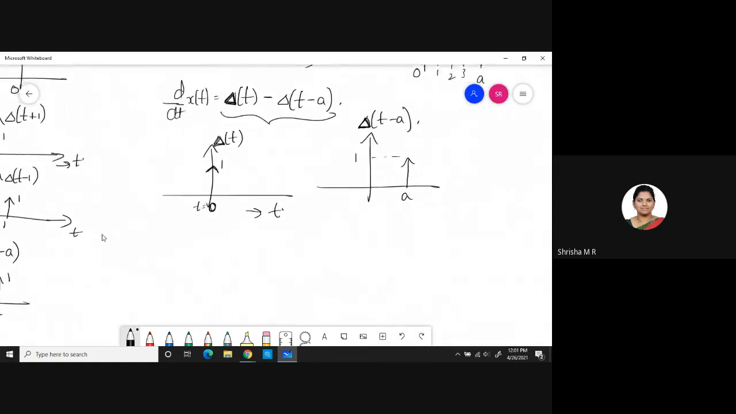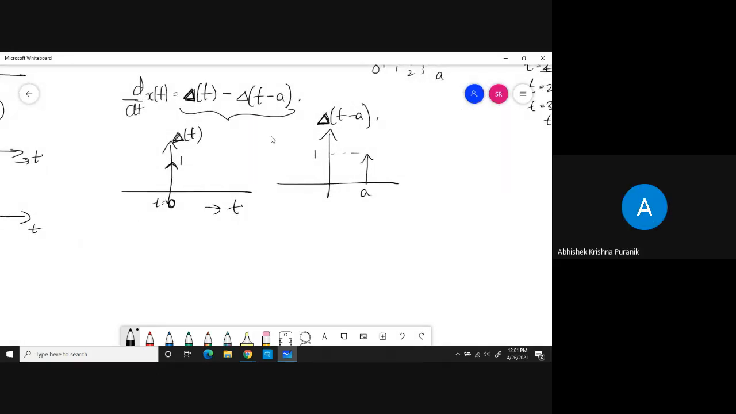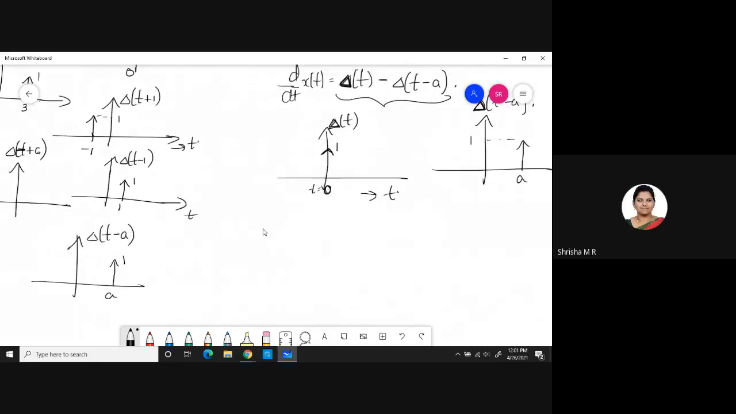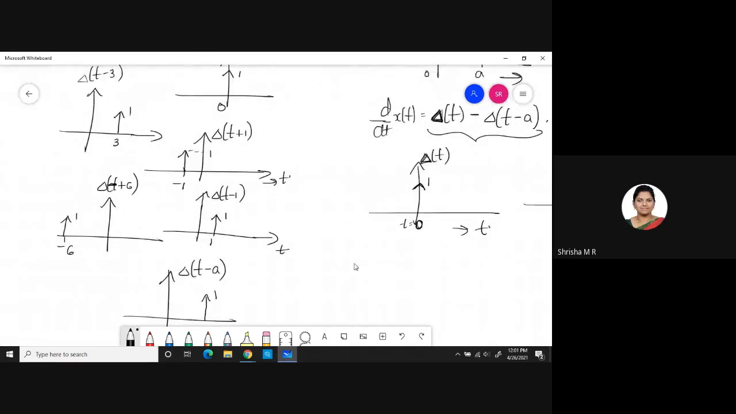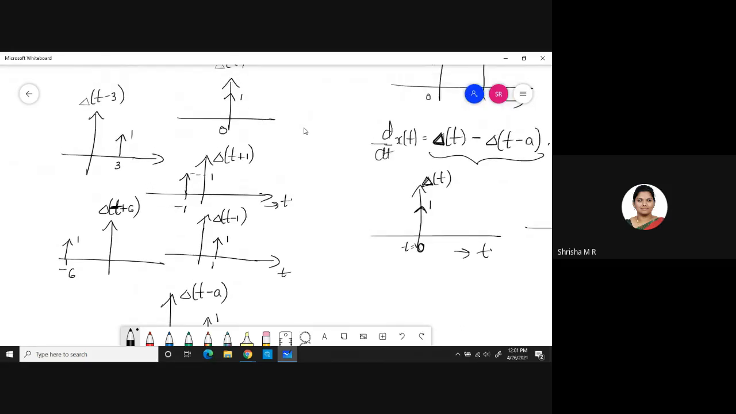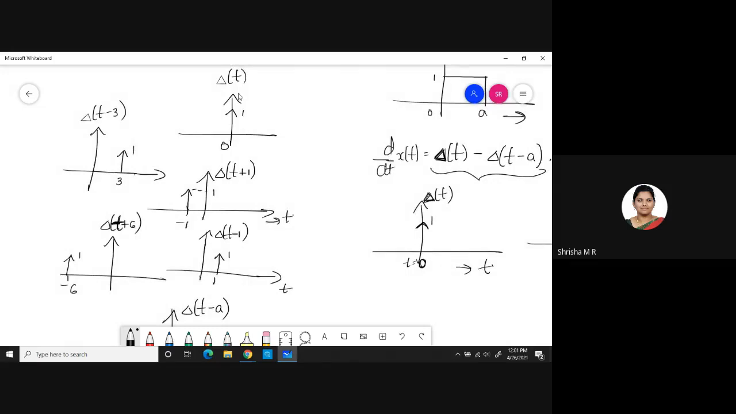So this is t plus 6, ma'am? Delta of t will exist at 0, right? It will exist only at 0 with an amplitude of 1. Correct?